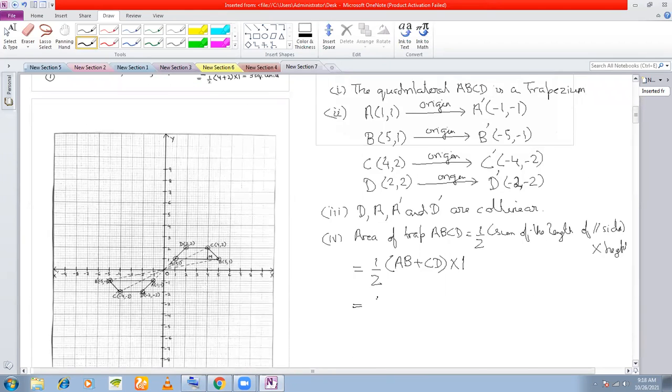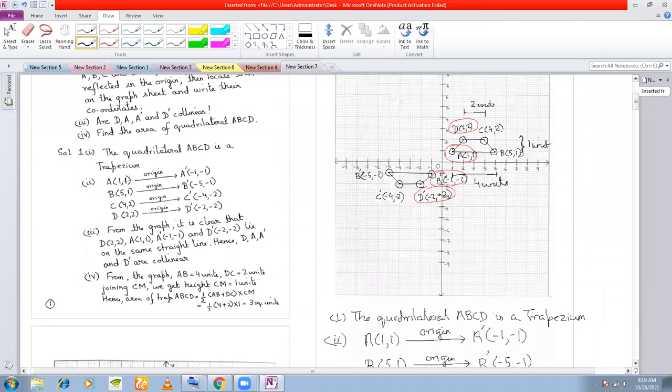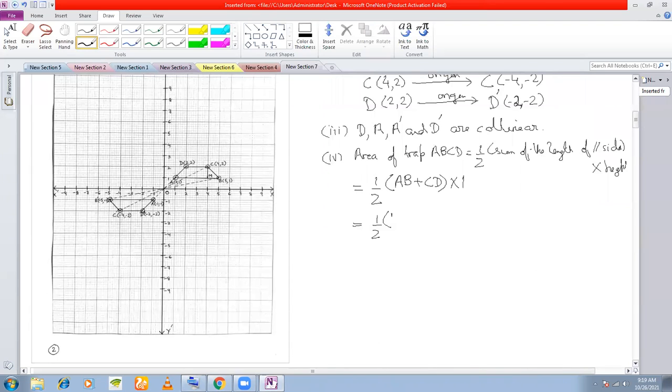And now you can put the values of AB and CD. The length of AB is 4 units. The length of CD is 2 units. So 4 plus 2 into 1. So this is half into 6, which is equal to 3 square units. Right? So this is the area of the trapezium.